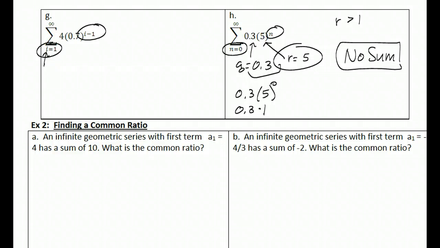All right, just to use the formula in a different way, there are two other things we're going to do today with this. First of all, we're going to be given a term and a sum and we're going to have to find R on our own. And then we're going to use this geometric series formula to write repeating decimals as a fraction. So two more things to do today. Go ahead and look at example 2.